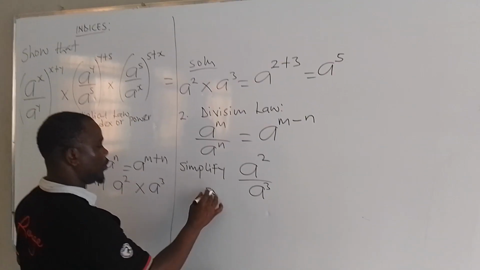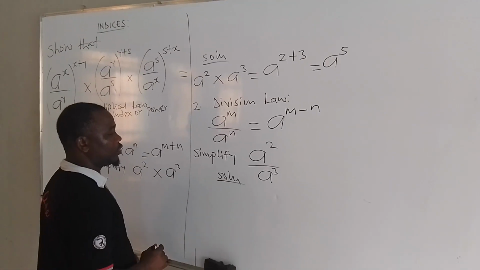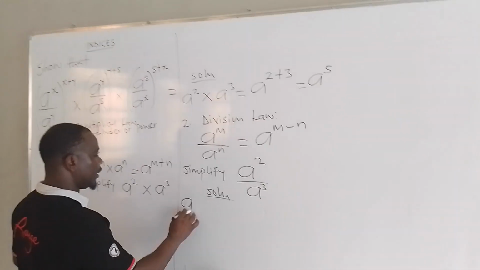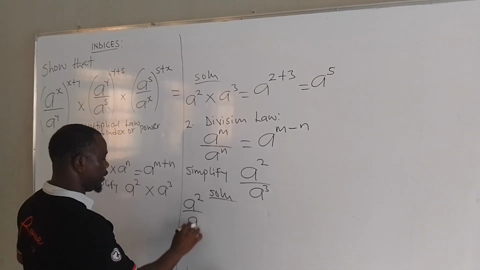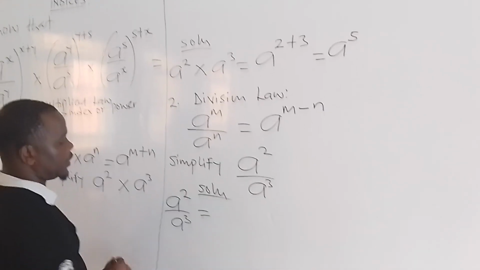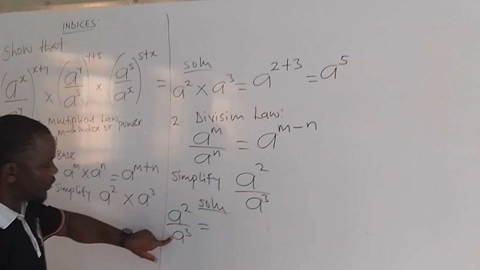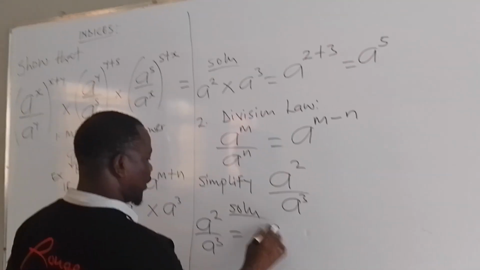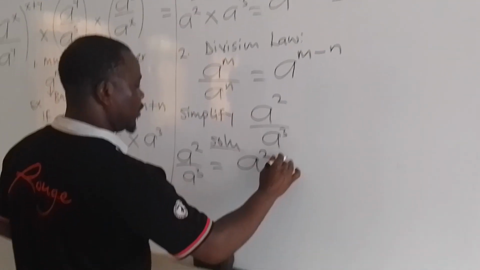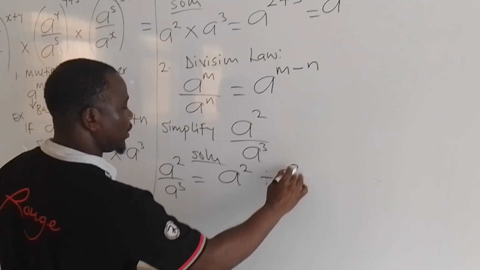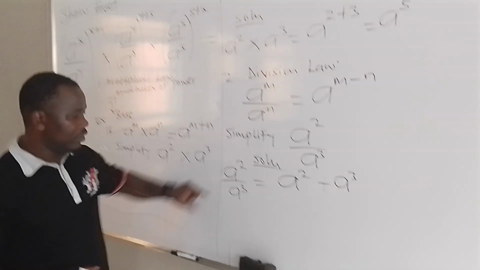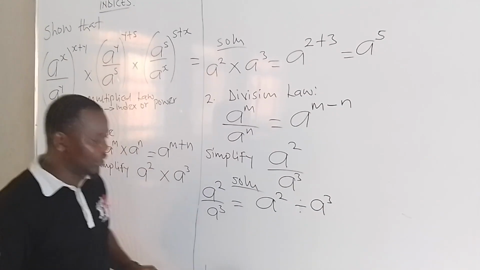Let's write the solution. a raised to the power of 2 all over a raised to the power of 3. Note that sometimes it will not come in this way. This is the same as a raised to the power of 2 divided by a raised to the power of 3. Is that clear? So this and this are the same thing.